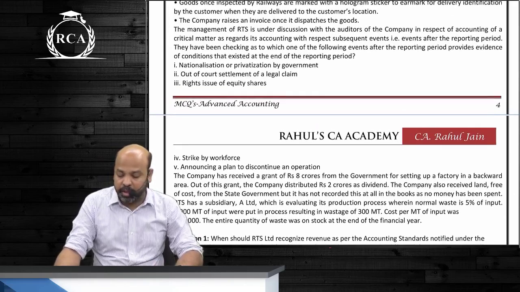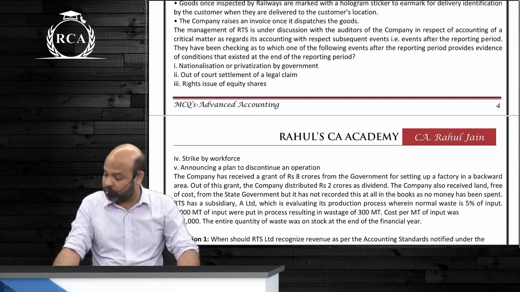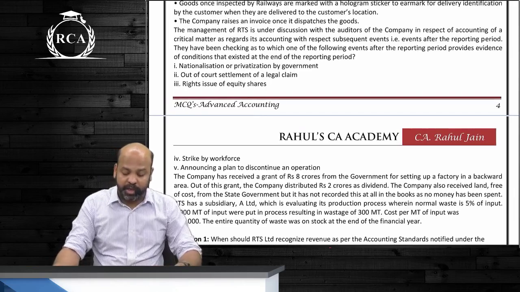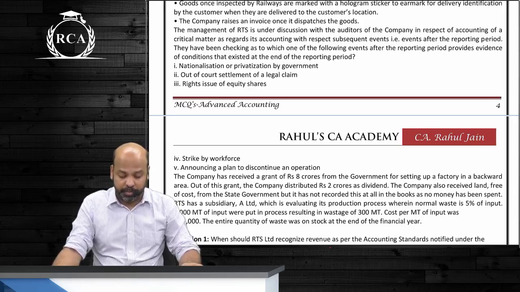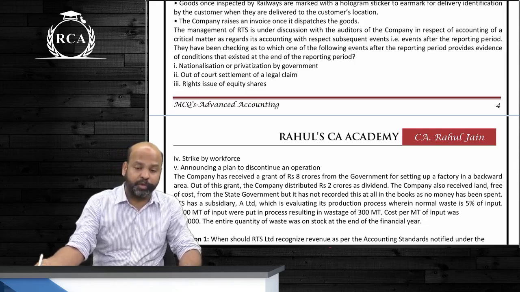Next, let's go back to the question. The management of RTS is under discussion with the auditors of the company in respect of accounting of a critical matter with respect to subsequent events, that is events after the reporting period. They have been checking which one of the following events after the reporting period provides evidence of conditions that existed as at the end of the reporting period.